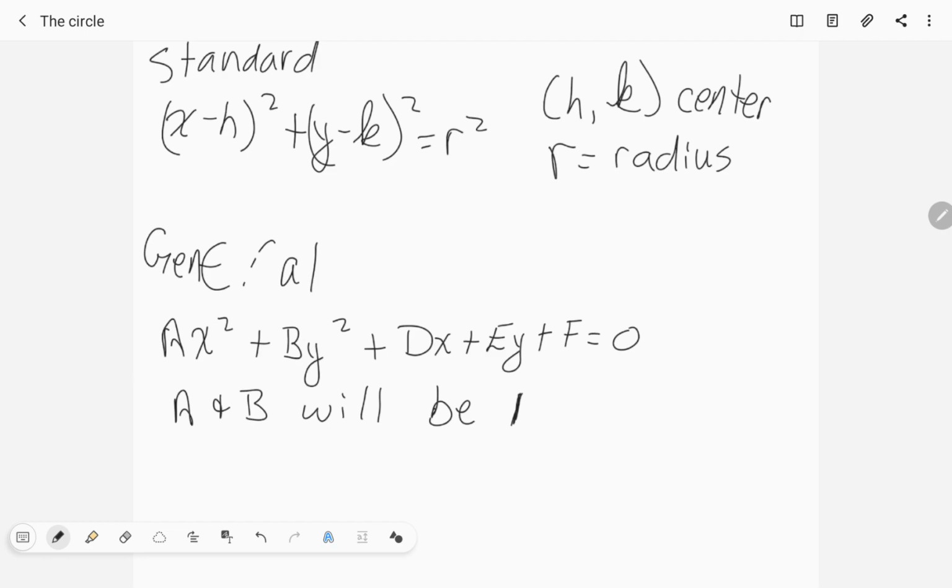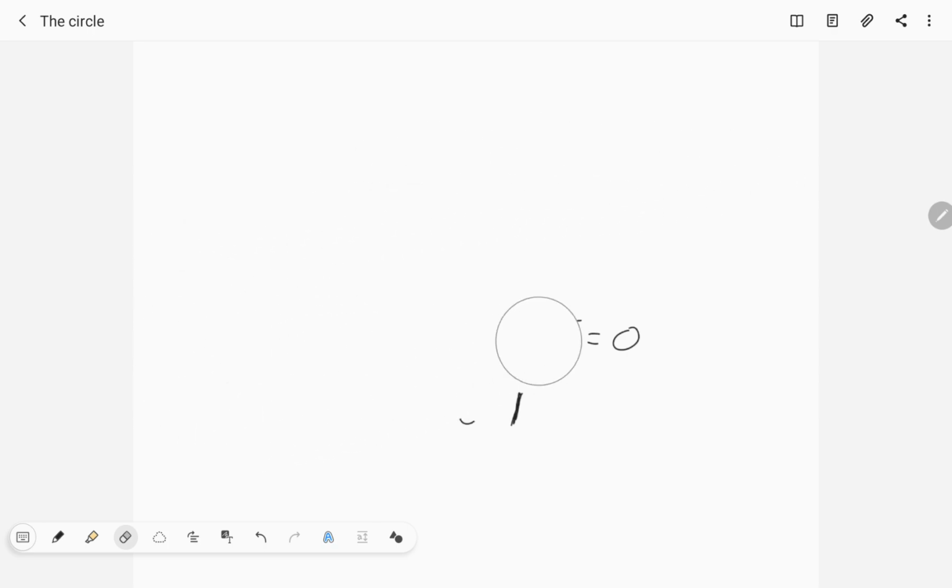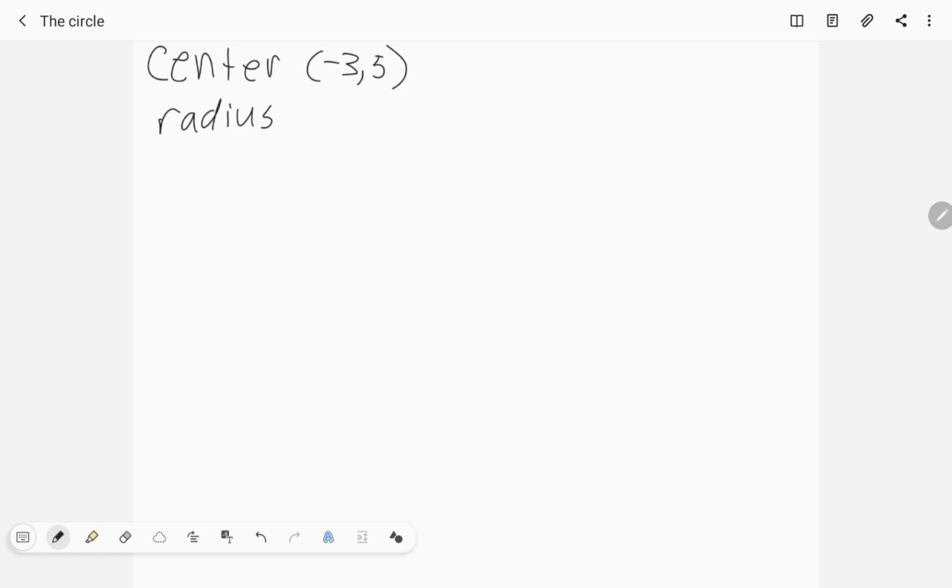If we're looking at example 1, this is out of section 3.3, page 139. They tell us that we have a circle that has a center of (-3, 5) and a radius of 6. They want to know what the equation would be in standard form and in general form.